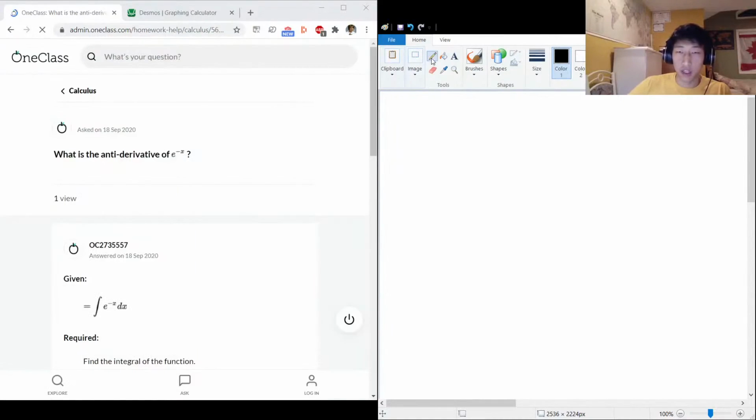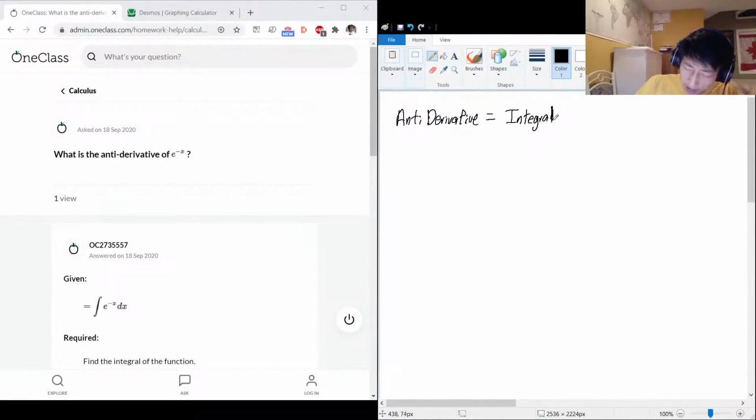And let's get it moving to our second question. We have, what is the antiderivative of e to the power of negative x? Antiderivative is a fancy way of saying integral. In the same way that you could say the anti-integral is the derivative, but people don't typically say that. Anyways, the antiderivative is equal to the integral, which means that this question is essentially asking us to take the integral of e to the power of negative x dx with respect to x.